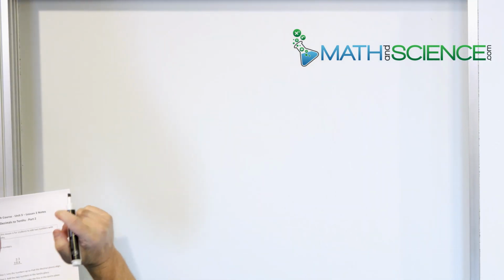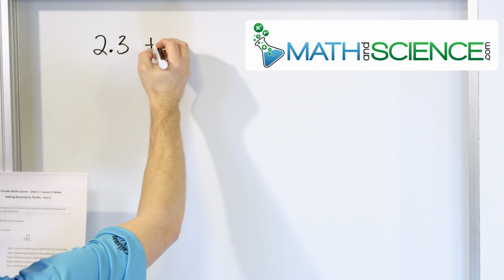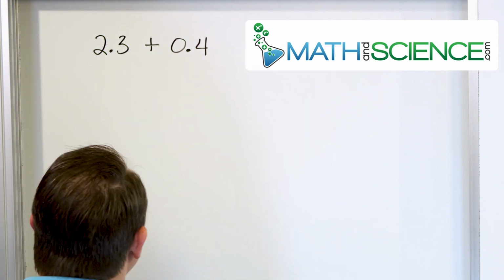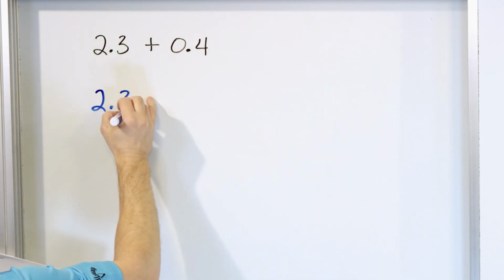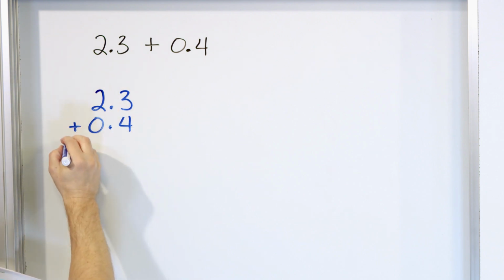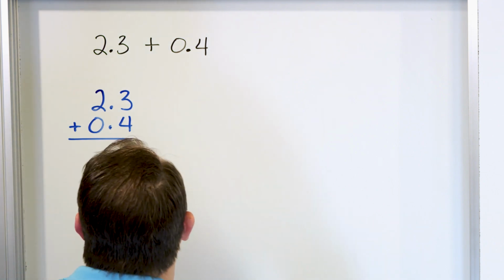If I ask you, for example, to take the number 2.3 and add it to the number 0.4, what is the very first step? The first step is to line these numbers up, stack them up. So we put 2.3 and we put 0.4, and we must put the decimals on top of each other, so that kind of locks everything into place so that we can add the numbers.